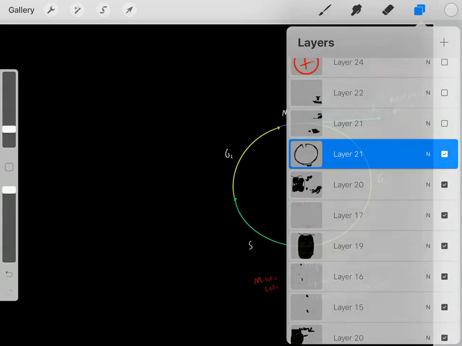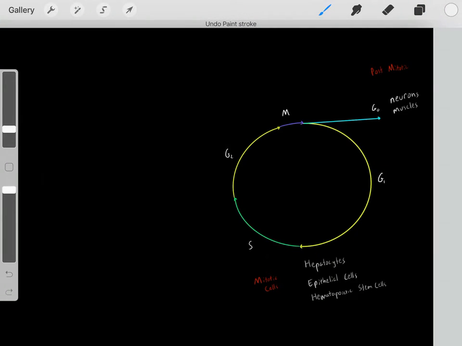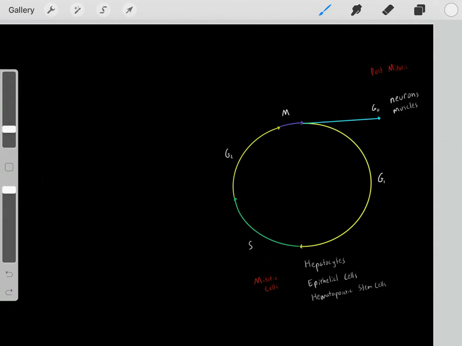And this isn't true for all cells. This is only true for mitotic cells like hepatocytes and epithelial cells and the hematopoietic stem cells in your bone marrow. These cells are mitotic and they are dividing. They are going through the cell cycle, G1 to S to G2 to mitosis, then G1, S, G2, mitosis. So this is true for mitotic cells.